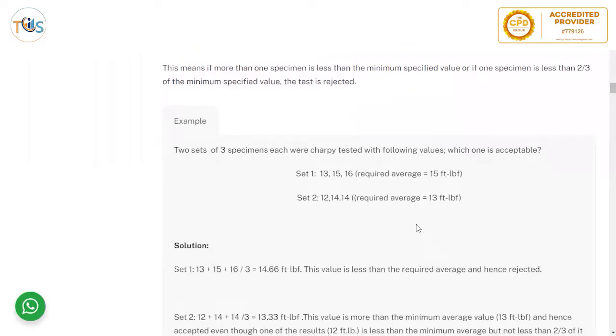Let's look at the example. We have 2 sets of 3 specimens each that were Charpy tested with the following values. Which one is acceptable? So you got set 1, which is 13, 15, and 16, and the required average is 15 foot-pounds.